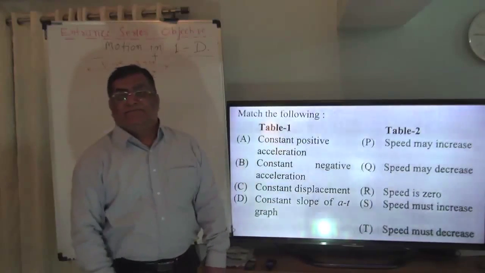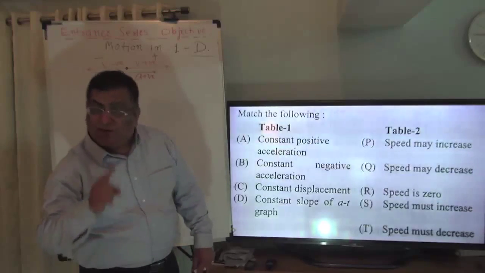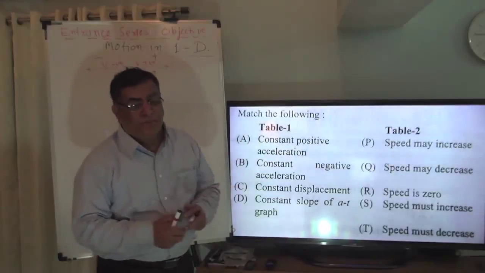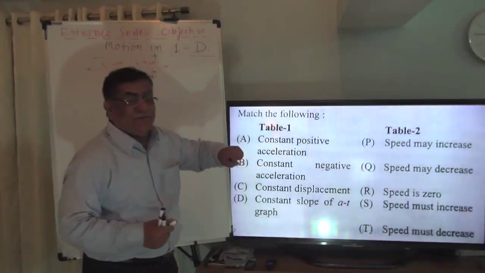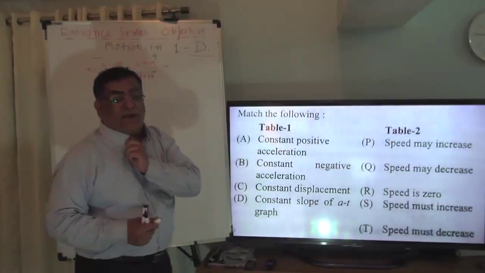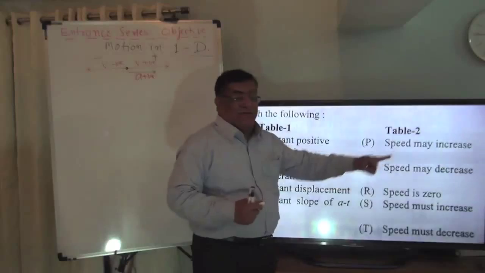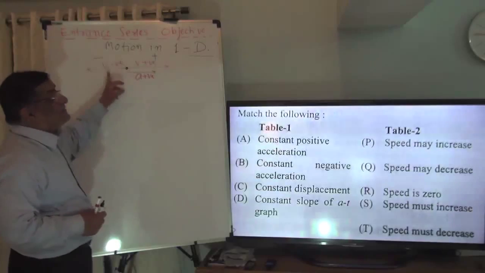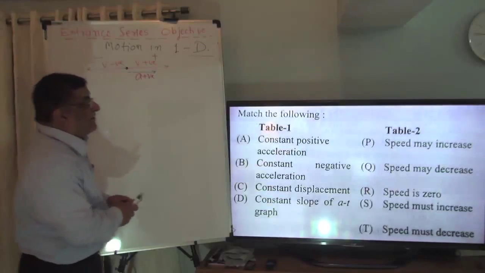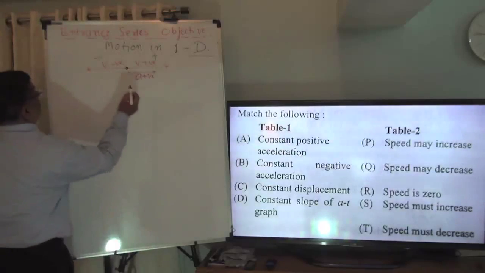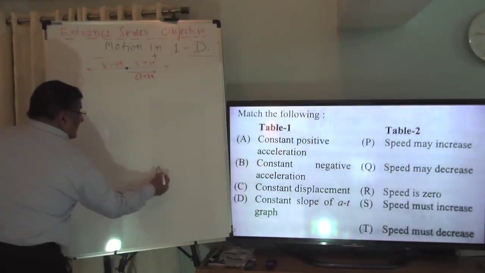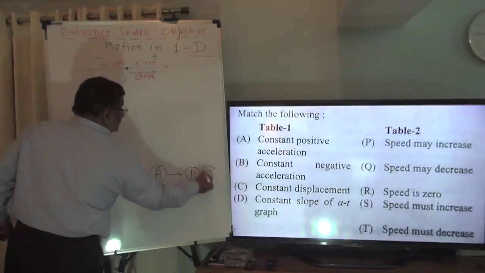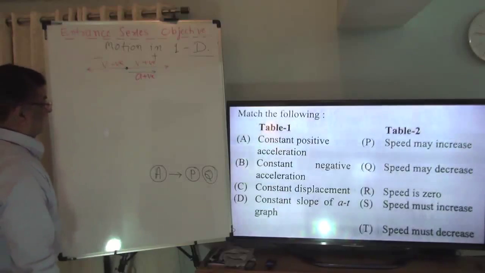What does it mean, must? Must means there is no other go. It has to increase or it has to decrease. But we say no. It may increase, बढ़ भी सकती है, कम भी हो सकती है. It is not necessary that it must increase. It may decrease also. If velocity was on this side and acceleration this, it may decrease also. So what will be our options? P and Q both are correct with reference to A. So for A, we write the answers P and Q. Both are correct.